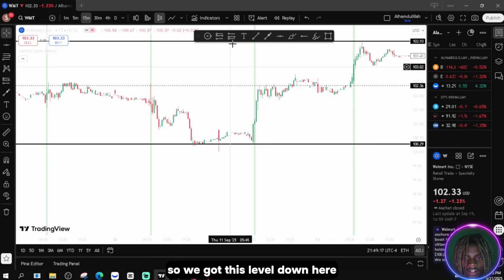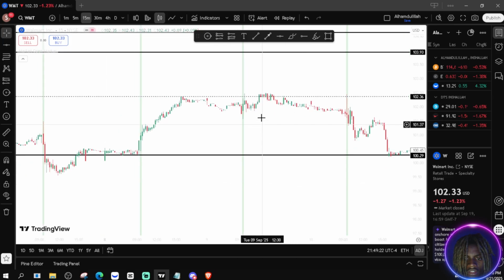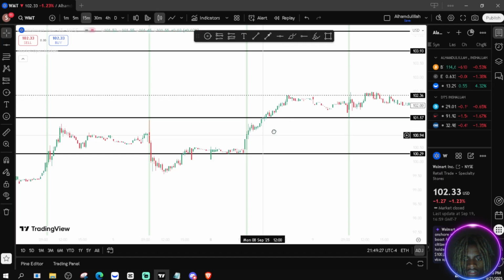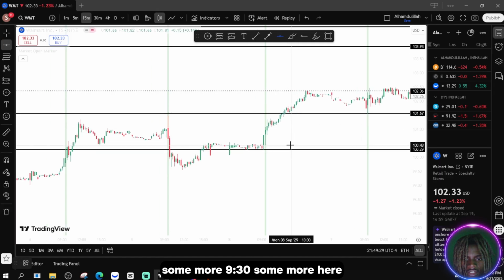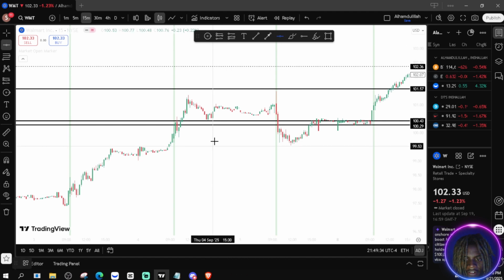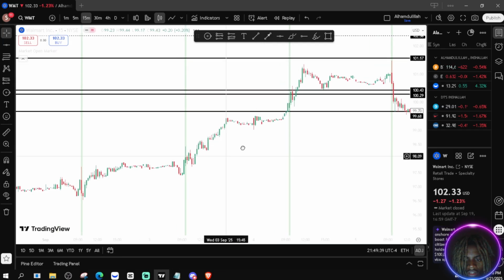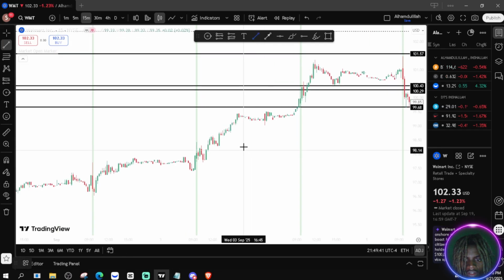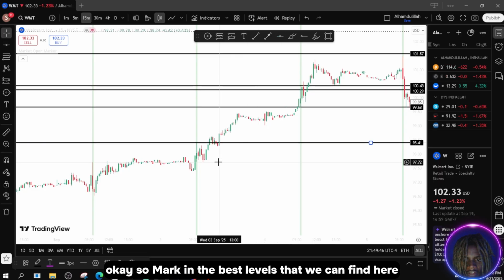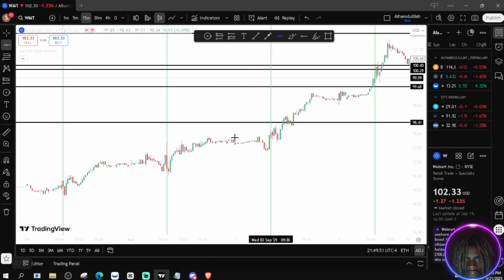So I got this level down here, 930. Got some 930 support down here. Some more 930 support here. Got down here. Just about marking the best levels that we can find here. One right here. Got one right here.